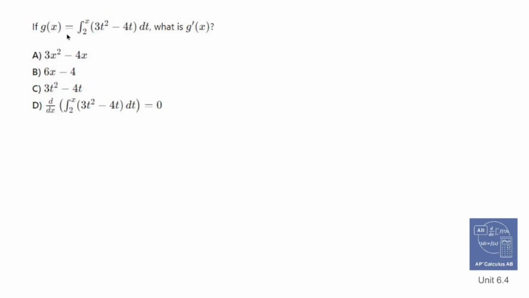If g of x equals the integral from 2 to x of 3t squared minus 4t dt, what is g prime of x? Well, the fundamental theorem of calculus states that a capital G of x would equal the integral of whatever this is, I guess we can call it f of t, from a to x of f of t dt.